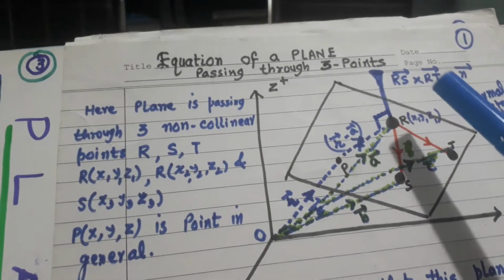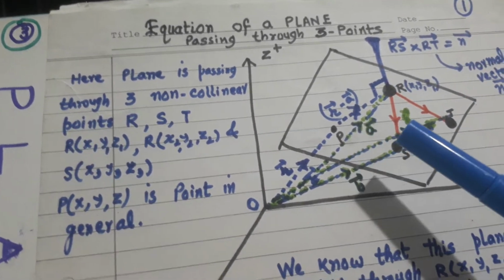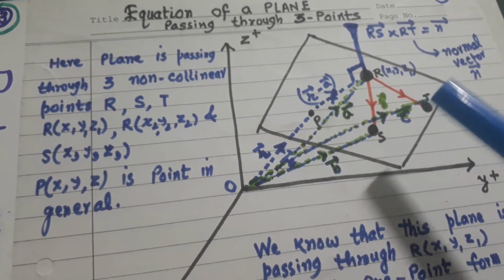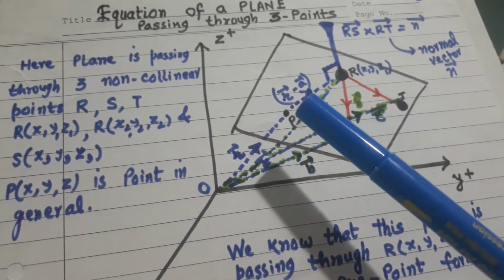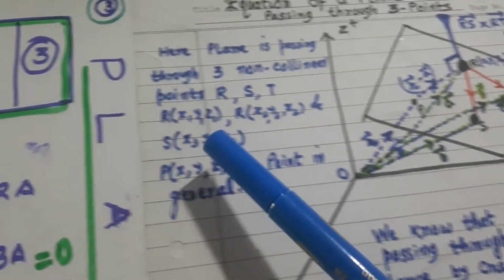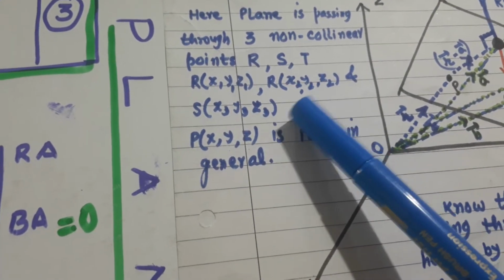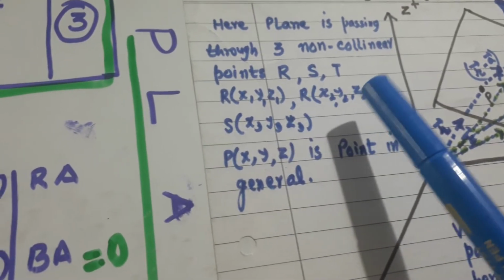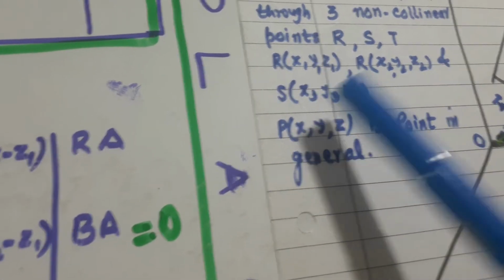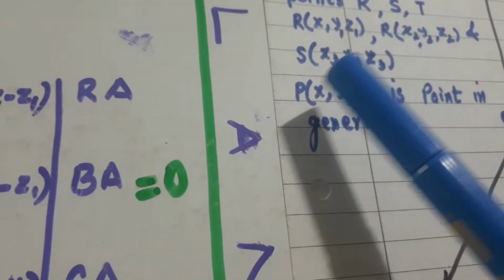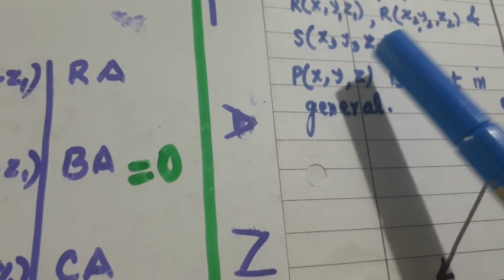Look here. This is R, S, T. There are 3 points. This is R, this is S and T. Now R is there, S is there, and T is there. One point is X1, Y1, Z1, another point is X2, Y2, Z2, third point is X3, Y3, Z3. So P is the general point.